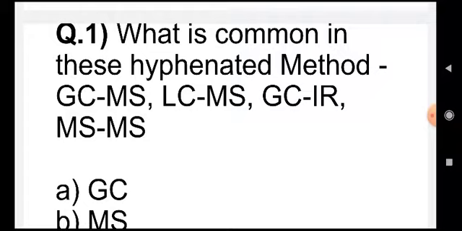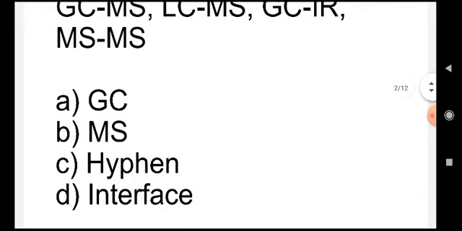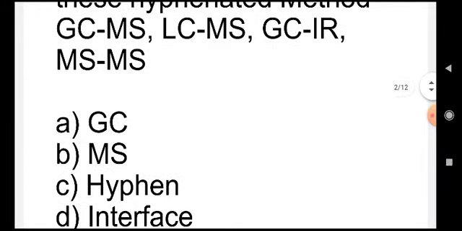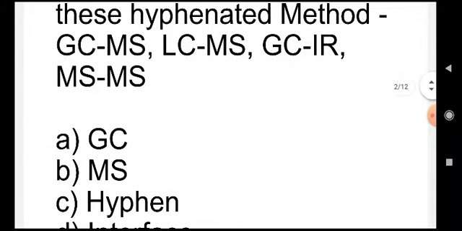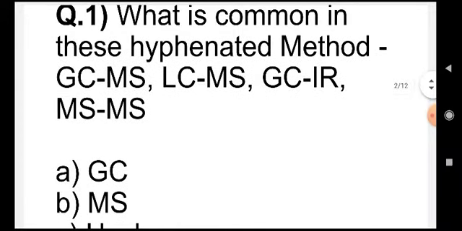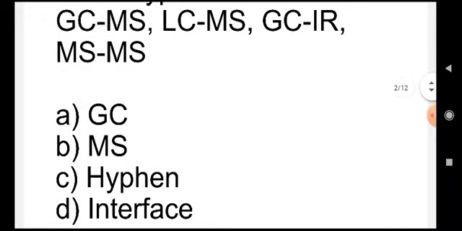What is common in these hyphenated methods? GCMS, LCMS, GCIR, MSMS. Common is GCMS hyphen interface. It is the interface which is present in all of them. The correct answer is interface, not GC. GC is not there in two of them, MS is not there in one of them, and hyphen is there in all, but hyphen is something which is just a notation. Actually, the interfaces are there in all four of them.